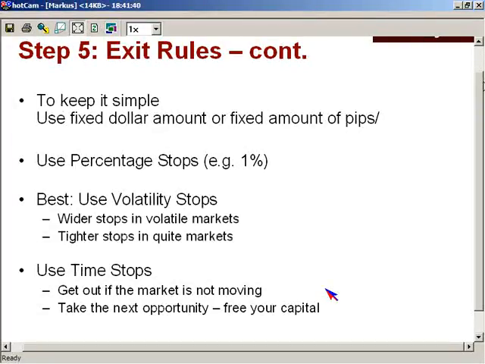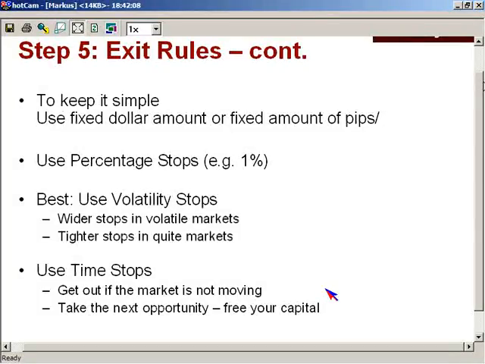To keep it simple in the beginning, I would recommend that you use a fixed dollar amount or a fixed amount of pips so that you don't have complicated calculations. I compare it to driving a car. If you can't drive a car at 15 miles an hour, you won't be able to drive a car at 200 miles an hour, okay? So if you can't make money with a fixed dollar amount on a certain strategy, you won't be able to make money if you make it more complicated. So try to keep it simple.